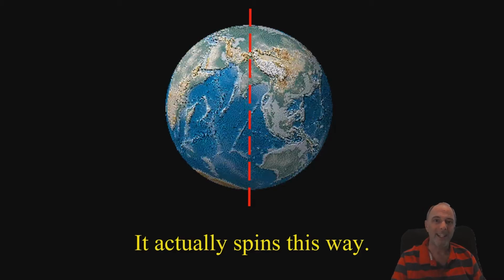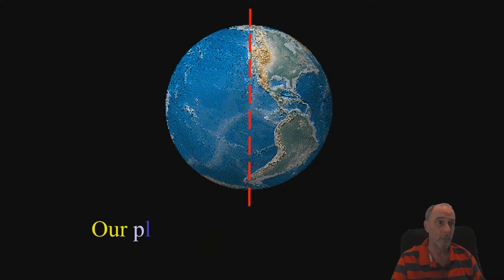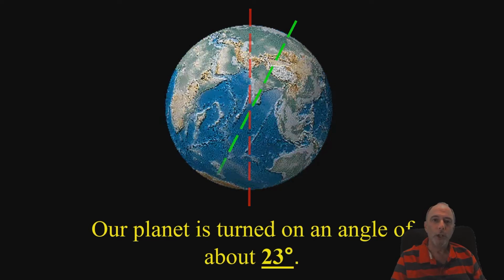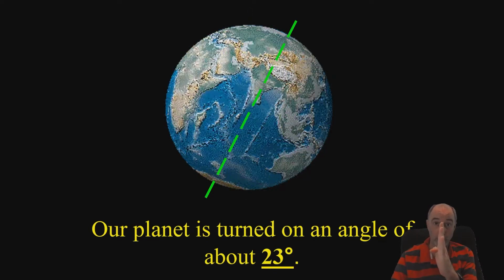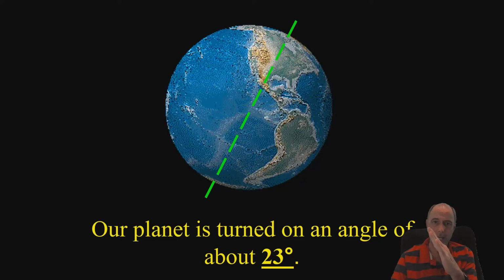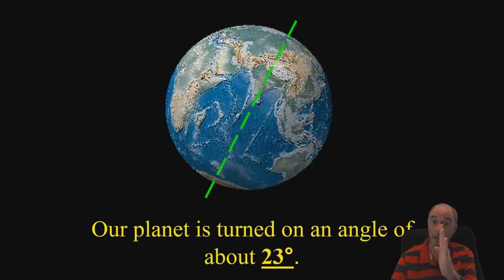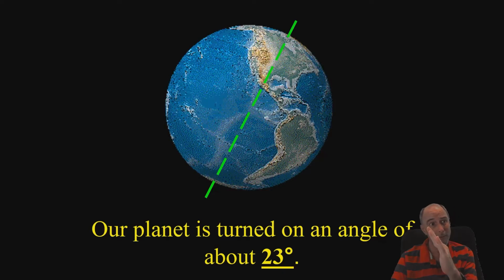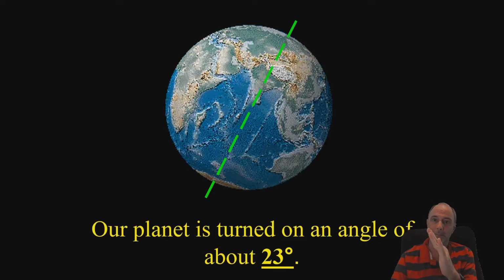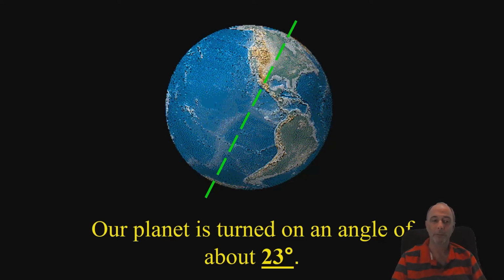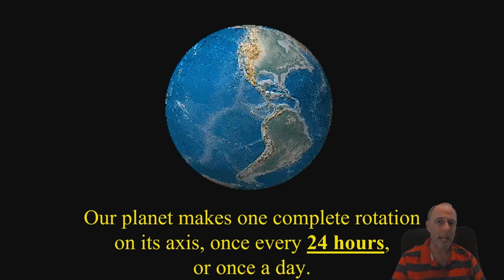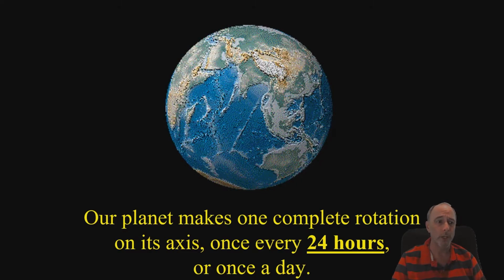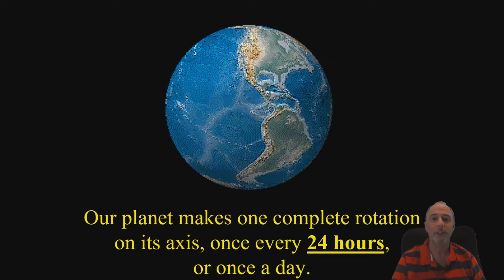You see, our planet is sitting on its side, kind of. We are turned to an angle of 23 degrees from top center. So essentially, we're kind of hanging around. If this is top, this would be 12 o'clock on a clock. We're hanging out somewhere around 1 o'clock as far as our axis goes. That makes sense? Our planet makes one complete rotation on its axis once every 24 hours, or once a day.